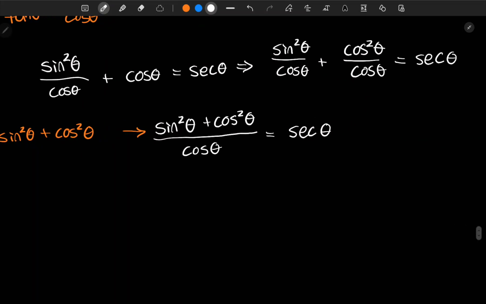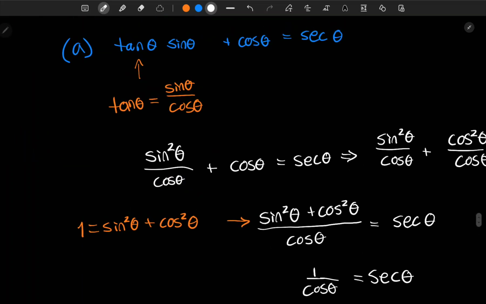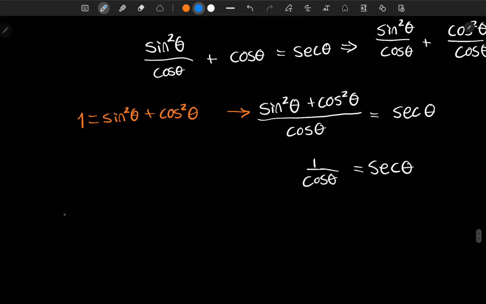Then what we're left with is 1 over cosine theta is equal to secant theta. And that's true just by definition of what secant is. Secant theta is just the reciprocal of cosine theta. So we've proven this identity here. Then we can also prove the following.